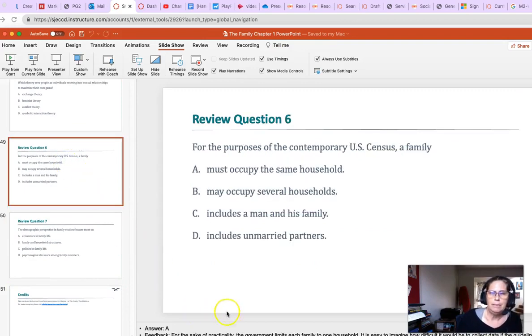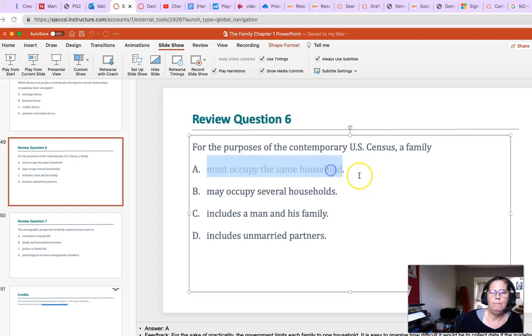For the purpose of the contemporary U.S. Census, a family, and I hope this is up to date because this may not be totally up to date, but according to hopefully the latest census, a family must all occupy the same household. So it doesn't matter if we're legal, if we're personal, but if we all live under the same roof, for the census, that's what they're looking for. How many people are living in this house? Because for the census, they're just trying to count people in an area.